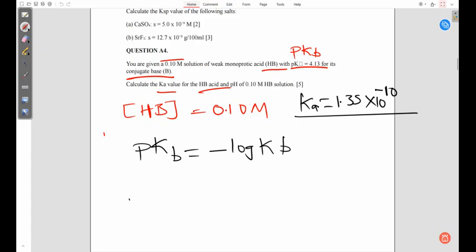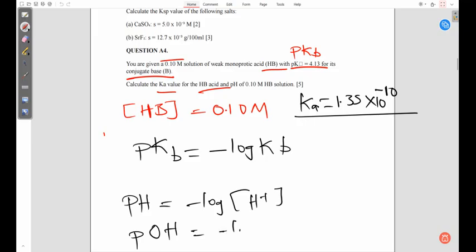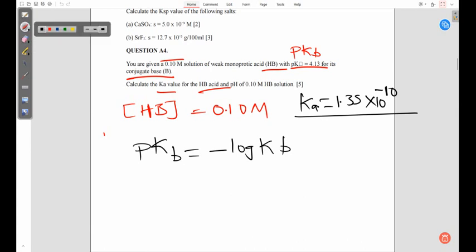Just like we say the pH is equal to the negative log of the hydrogen concentration, the pOH is equal to the negative log of the hydroxide concentration, and the pKb is equal to the negative log of Kb. From here we built the relationship: if we divide both sides by negative, we get negative pKb equals log Kb.